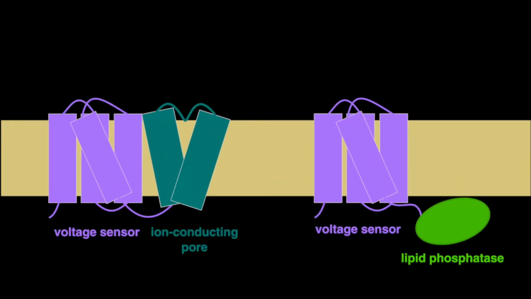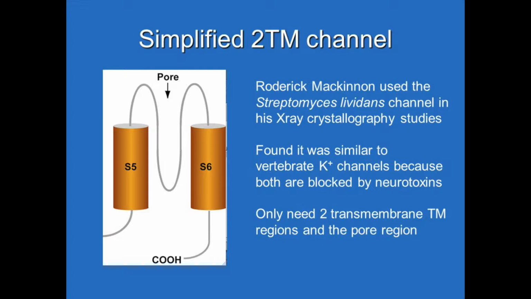To further support this idea, we can break down a voltage-gated channel into its constituent parts, a pore module and a voltage-gated module. On the left of this picture, we see the voltage-gated module in purple and the pore module in teal. On the right, we see the voltage-gated module functioning independently in a voltage-gated phosphatase. Likewise, the pore module is found to function independently in streptomyces. It is hypothesized that the first subunit of a channel came about by their fusion.